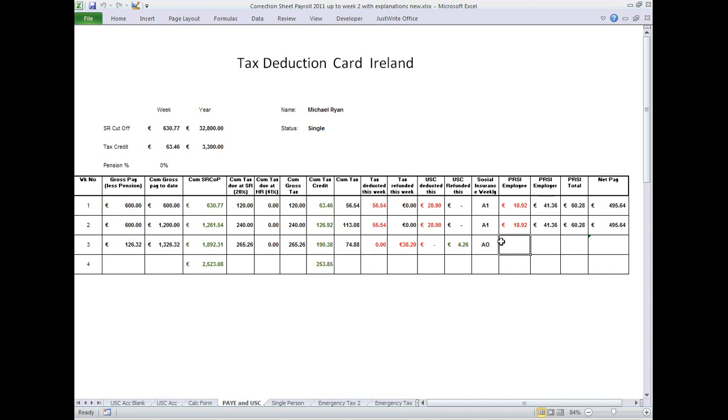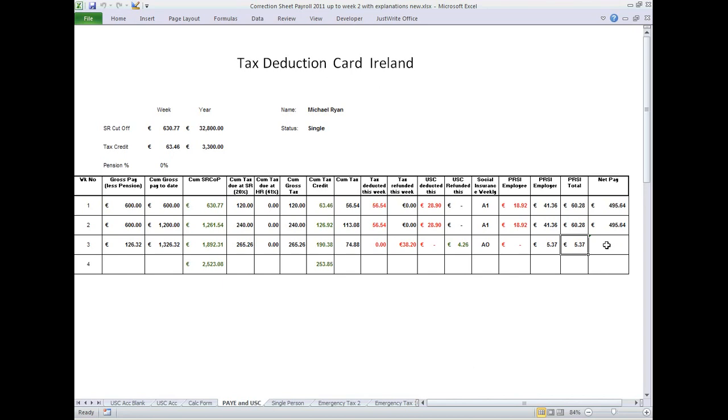His PRSI contribution there is he's not earning enough in the week to pay any PRSI. His employer, however, will still pay some there, 537. So the total PRSI for the week will be what his employer pays.